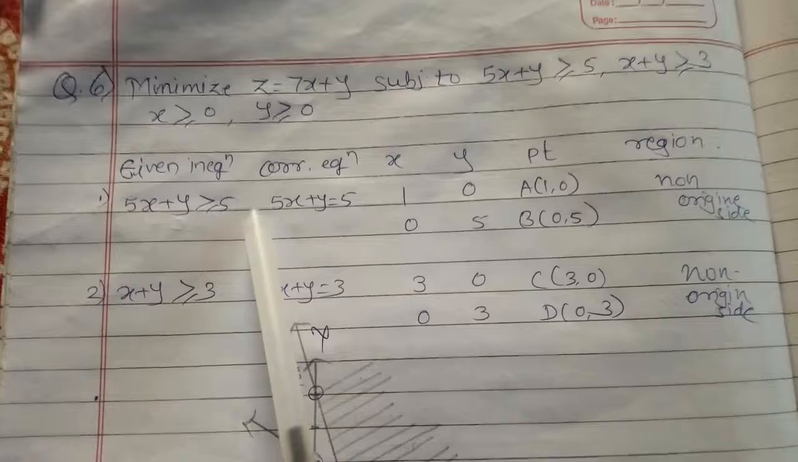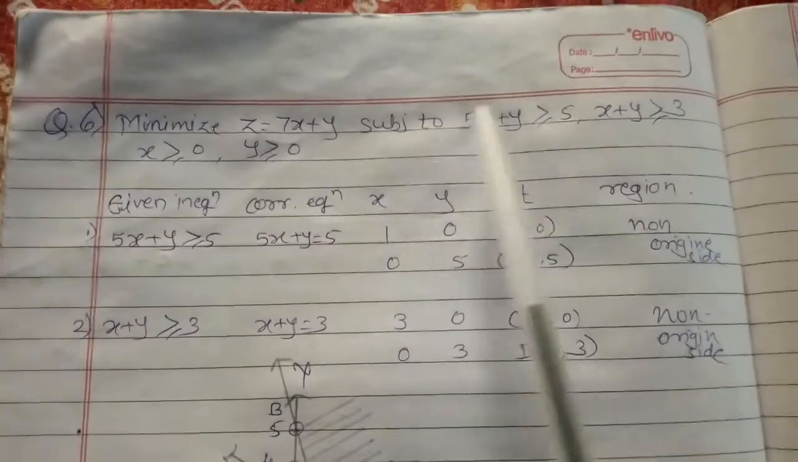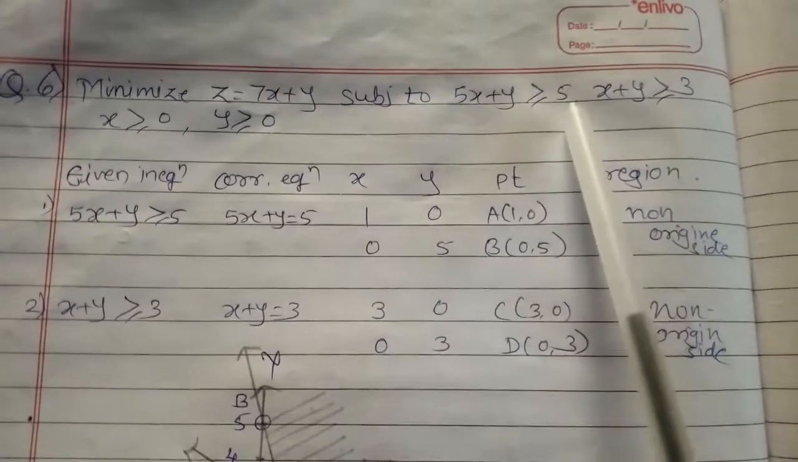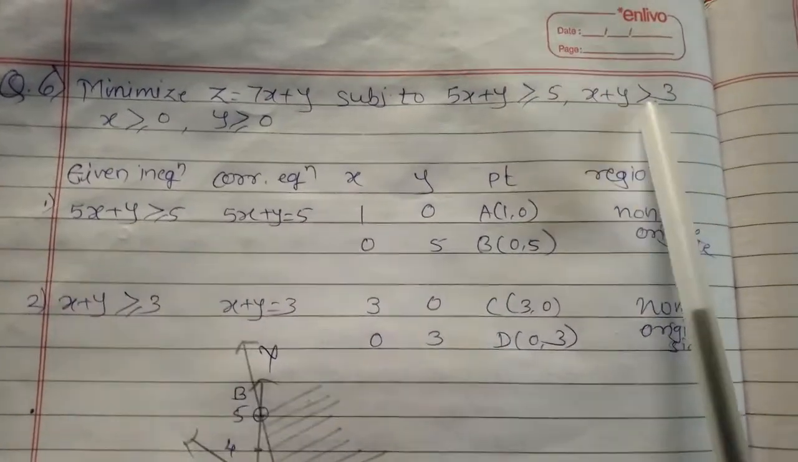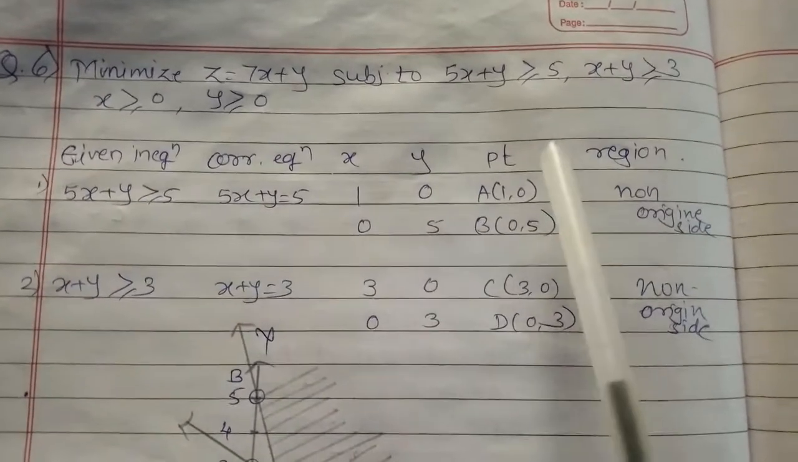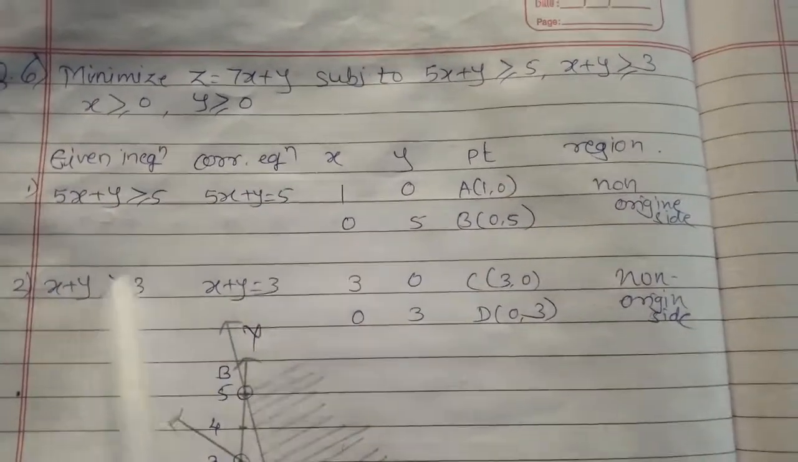So here, given the inequations, we have to write them down after "subject to". So 5x plus y is greater than or equal to 5 and x plus y is greater than or equal to 3. So the corresponding equations we have to write down. So you know how to find out this.